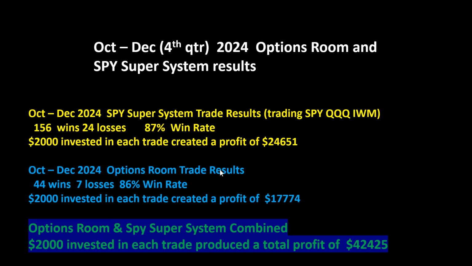October, December, the option room trades. We had 44 and 7, 86% win rate. 2,000 produced 17,774. So again, that's a total of 42,000 over 400.